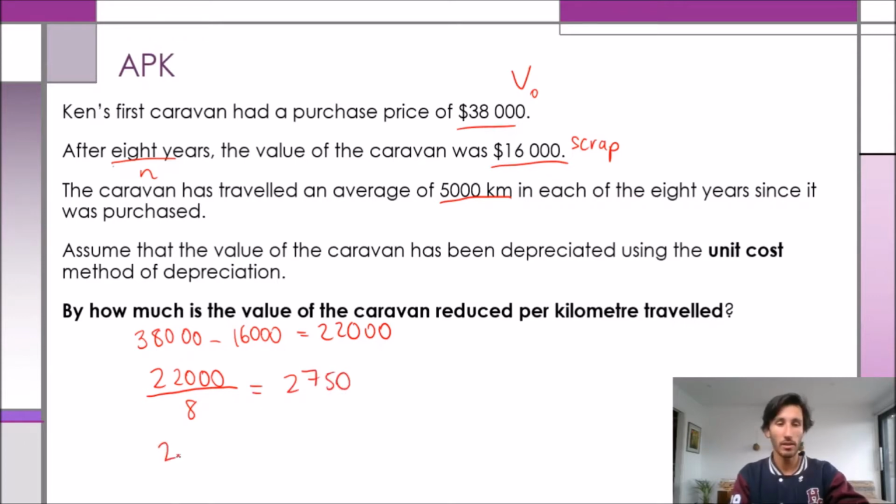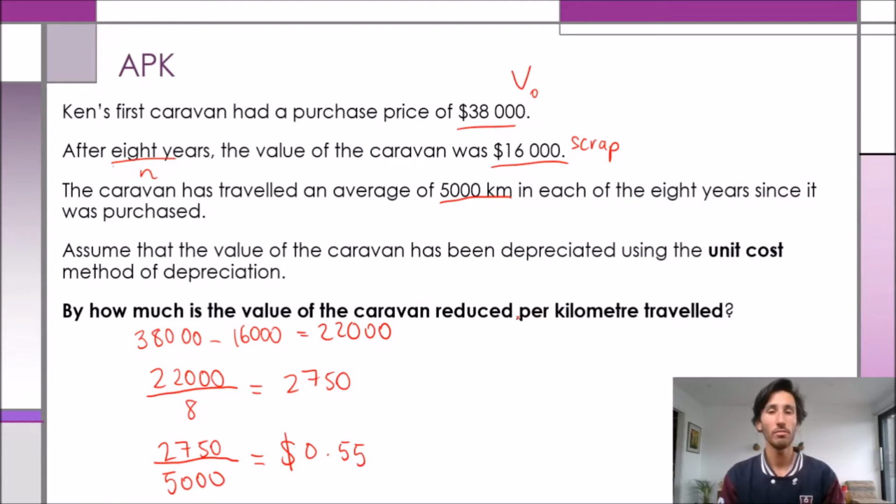Divided by the number of years to figure out how much it depreciates by each year, 2,750. Then you divide this, the amount depreciated per year, by the amount of Ks per year. Remember that this 5,000 is 5,000 Ks driven in each of the 8 years. This ends up being 55 cents per kilometre. So every kilometre that this caravan's driven, it depreciates by 55 cents. So that's a good example combining both flat rate and unit cost depreciation.